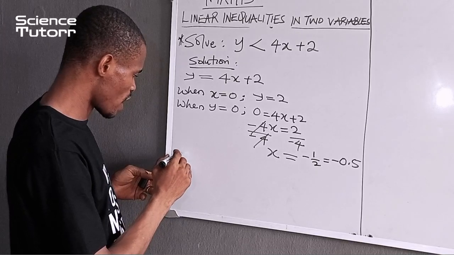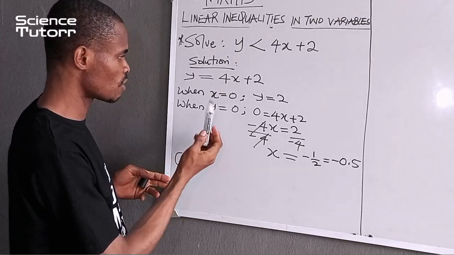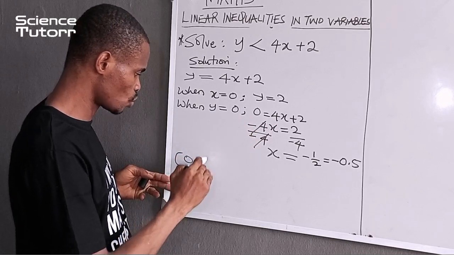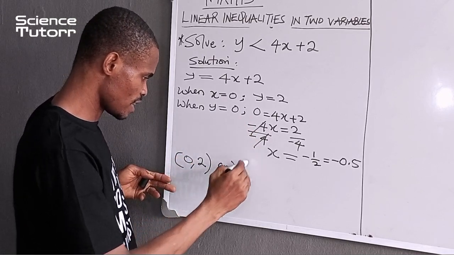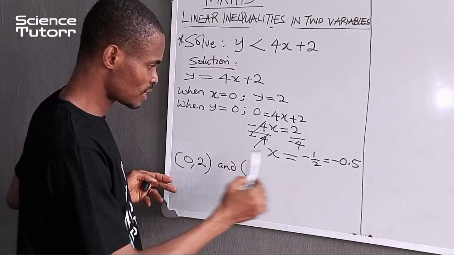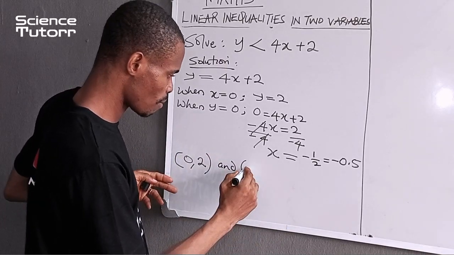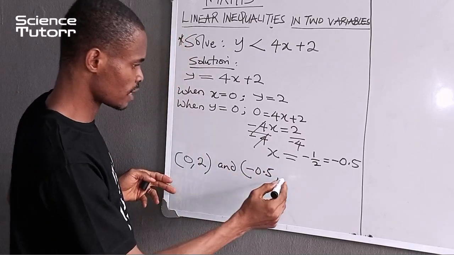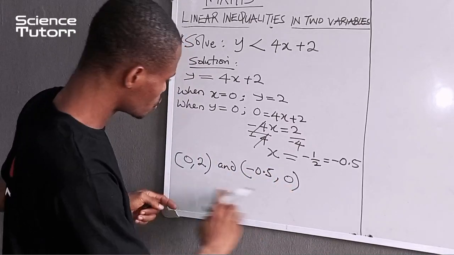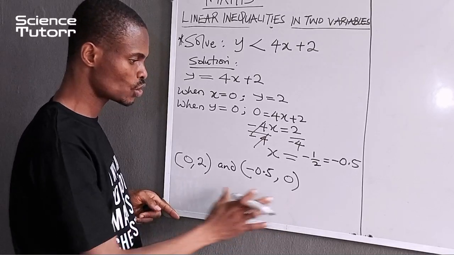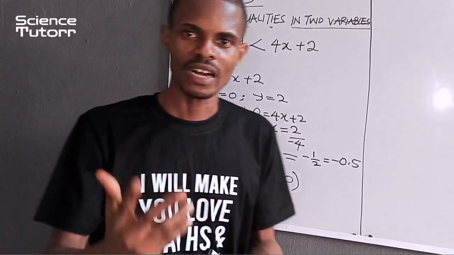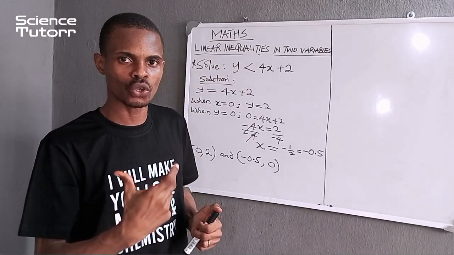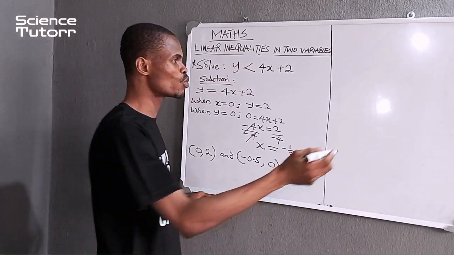So inversely, we have our values to be, in the first case, (x, y) equal to (0, 2), and in this case here, (x, y) equal to (minus 0.5, 0). So we are going to use these two coordinates to plot an inequality graph, and then we decide the boundary where the solution is real. So how do we go about that?